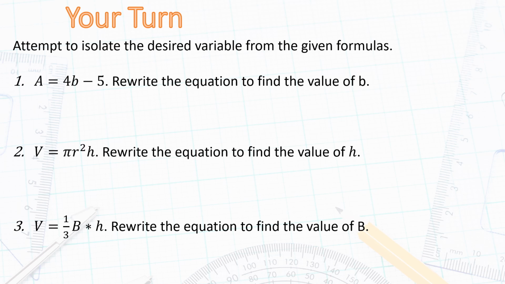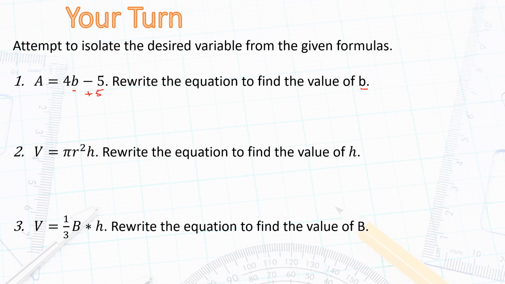All right, so first one, a equals 4b minus 5. Rewrite the equation to find the value of b. So this would be maybe an area and a base formula. So we want to get b on its own. Solving for b, we've got to get rid of the 4 and the minus 5. The minus 5 is subtracted, so that's going to come first in our reverse PEMDAS.